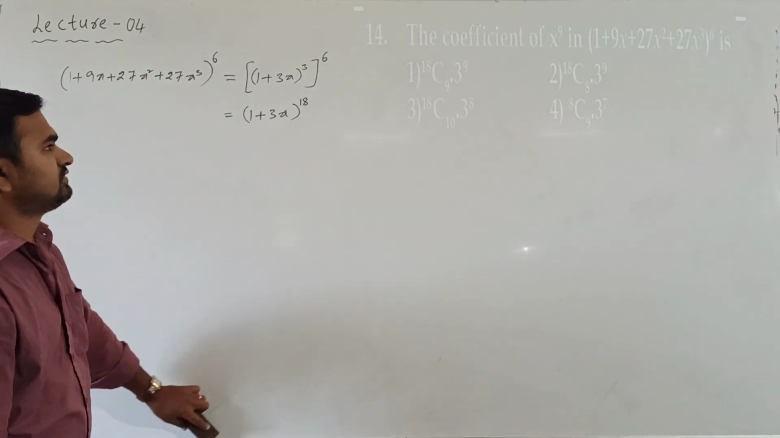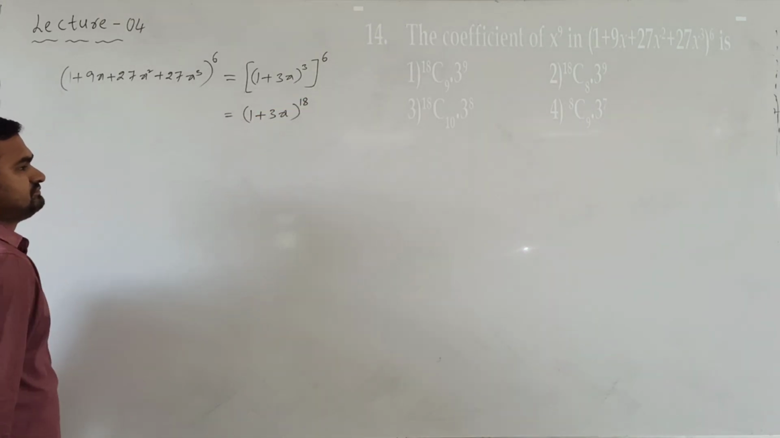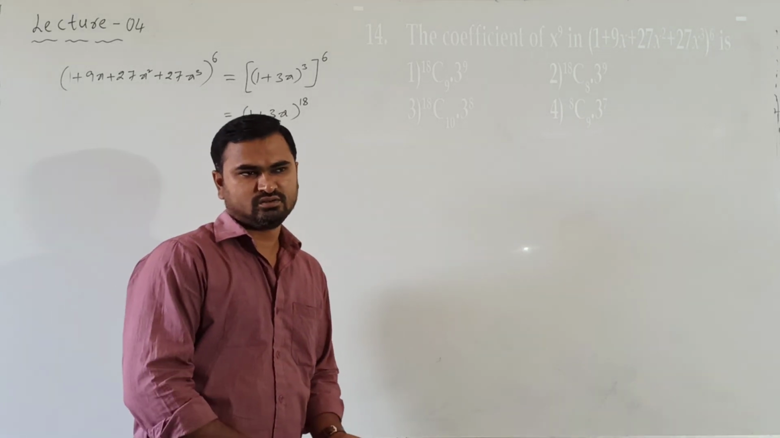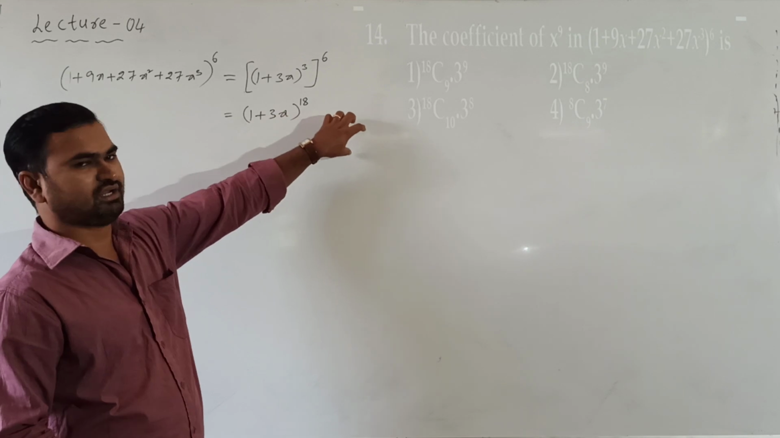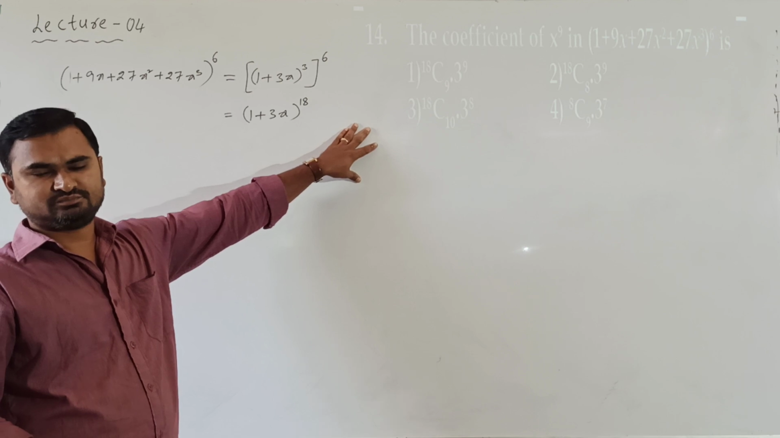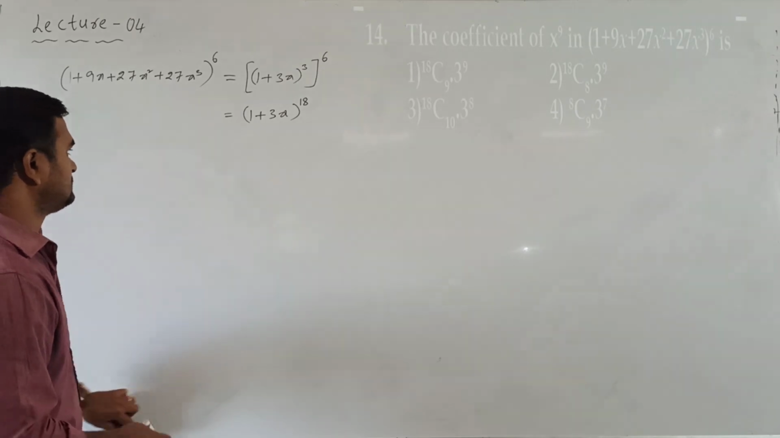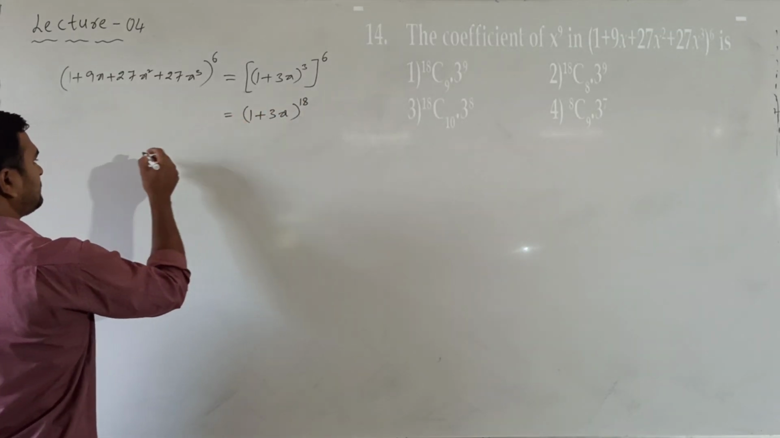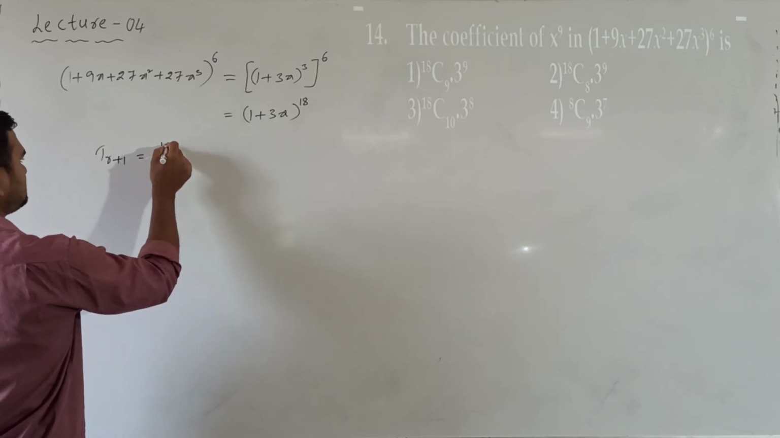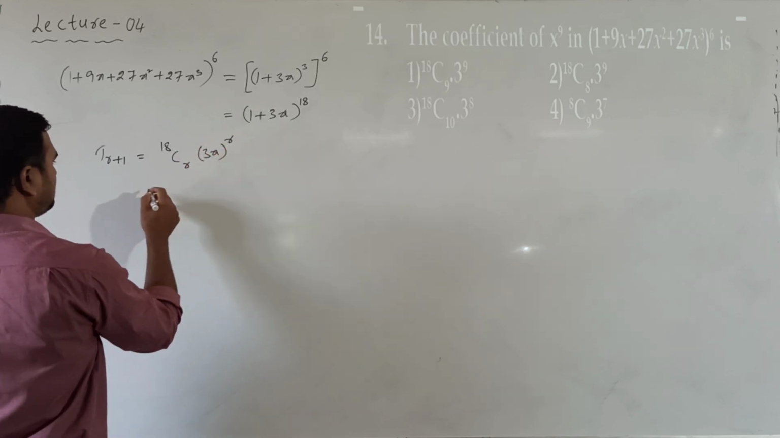So in this we need the coefficient of x^9. So where do we get the x^9 term? It is not in the form (ax^p + b/x^q)^n. It is in the form (1+x)^n. What is the coefficient of x^r in the expansion (1+x)^n? It is nCr. So in this expansion, we write the general term T(r+1) as 18Cr (3x)^r.